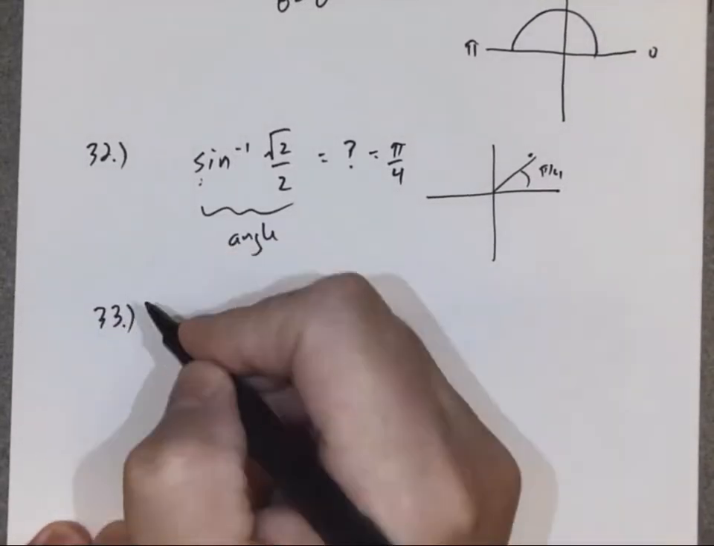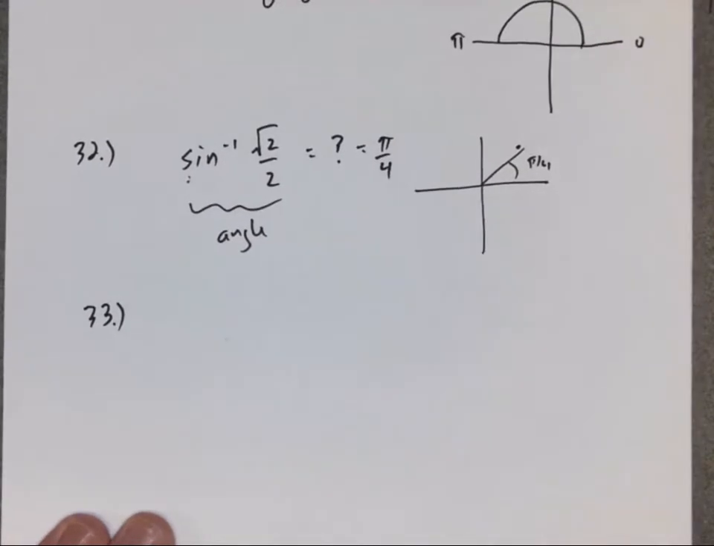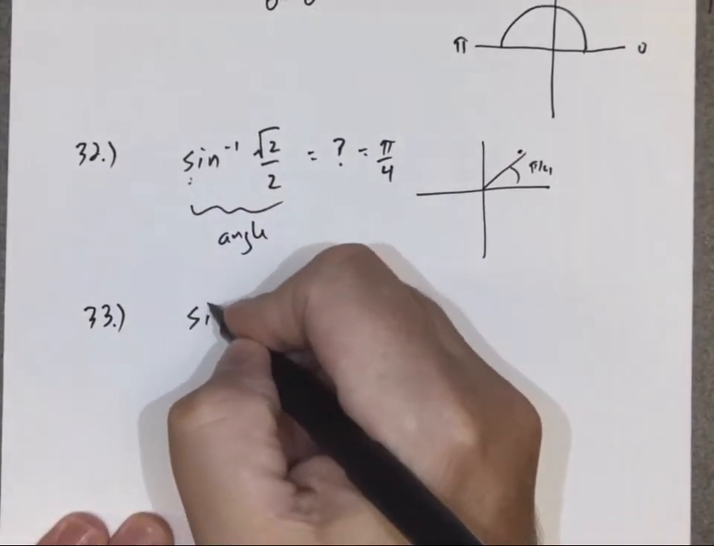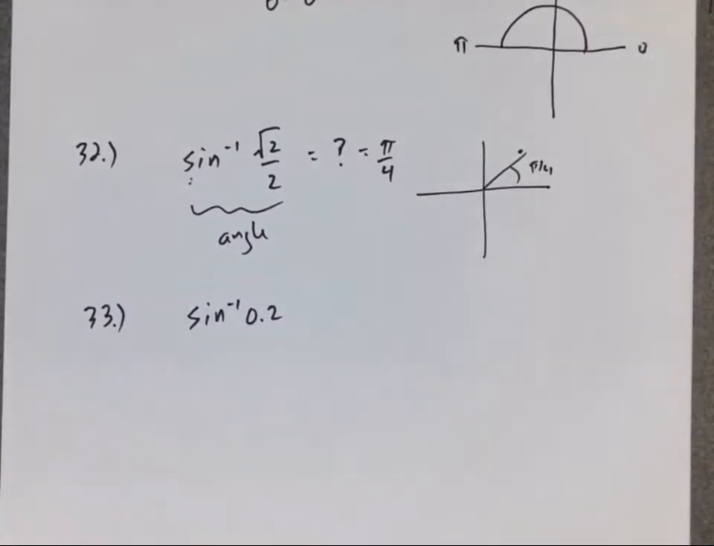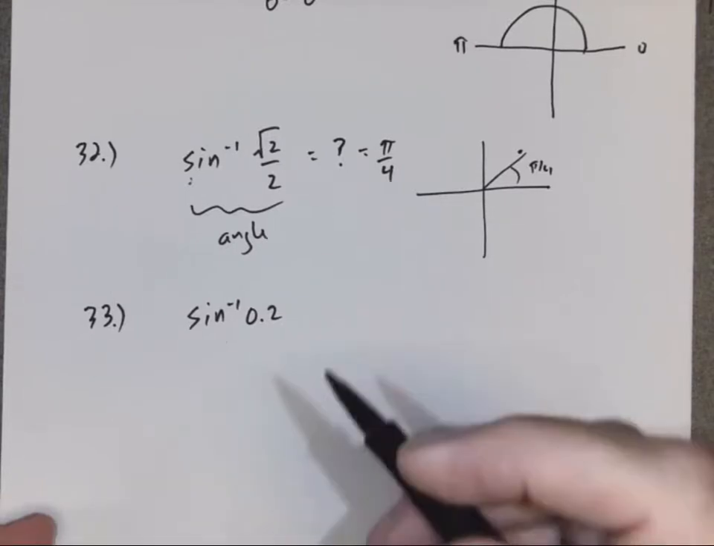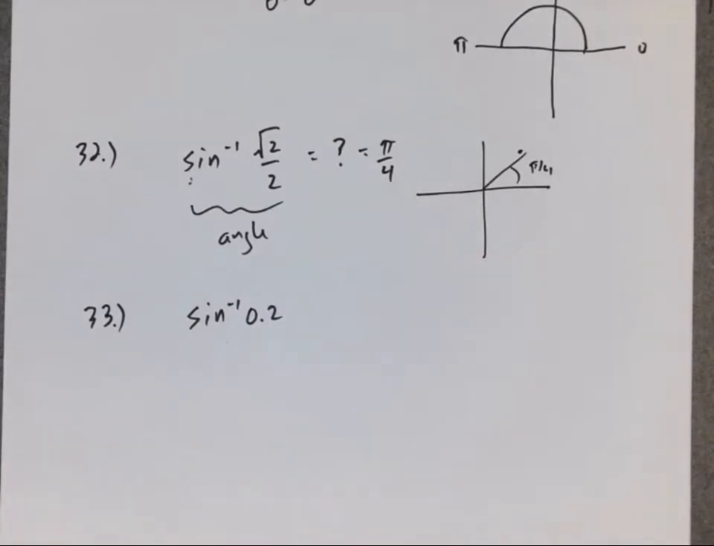33 is sort of interesting. It doesn't say find the exact value. It actually tells you to use your calculator, because this is not going to be one of our special angles. So on your calculator, they want the answer in radians. So once again, this is going to be an angle. So make sure your calculator is set to radians instead of degrees.